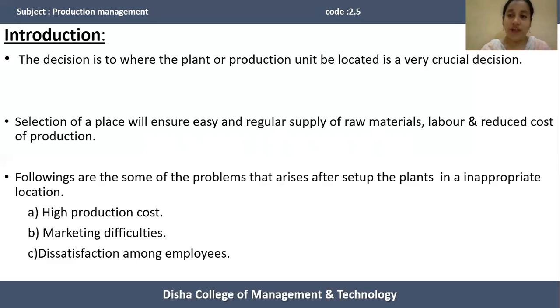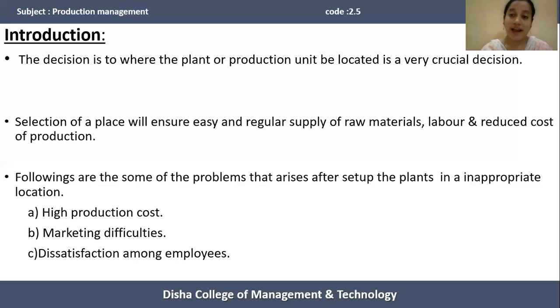So, identifying a good location or making decisions related to identifying a proper place for the plant is a very crucial, very important factor. Every industrialist or entrepreneur has to identify a good location for their plant. If they are able to identify a good location for their plant, it always ensures easy and regular supply of raw material, and it provides cheap labor, and that ultimately reduces the cost of production.